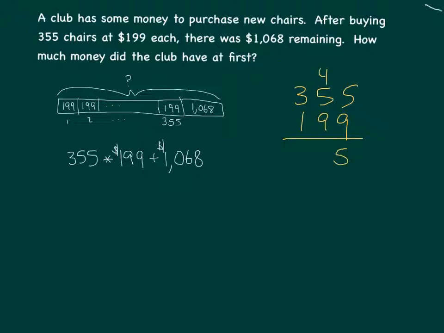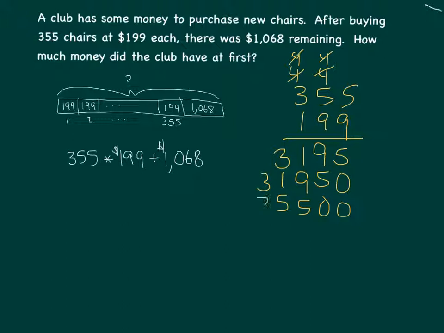9 times 5 is 45. 45 plus 4 is 49. 9 times 3 is 27, plus 4 is 31. 0 placeholder. 9 times 5 again is 45, plus 4 is 49. 9 times 3 is 27, plus 4 is 31. 2 0 placeholders. 1 times 5 is 5. 1 times 5 is 5. 1 times 3 is 3.